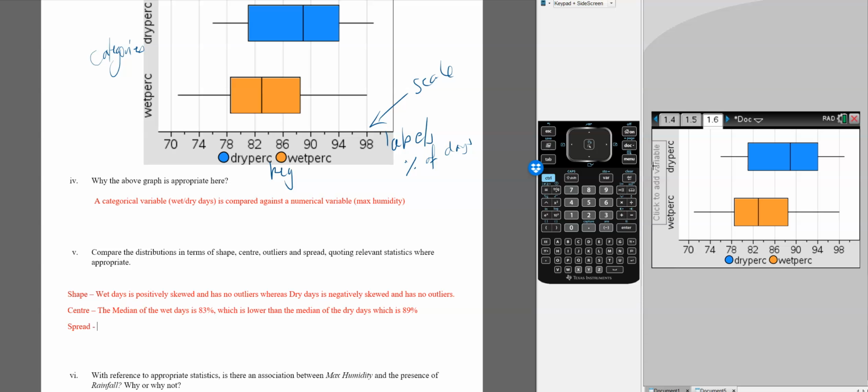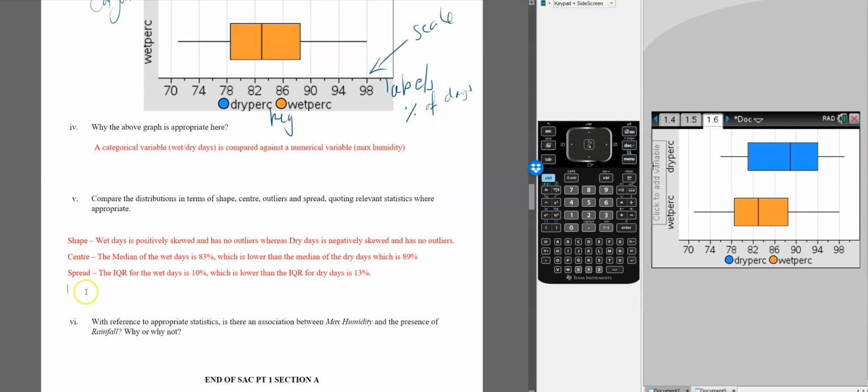Alright, now the spread. Okay, since there's skewing, we should probably use IQR. Range would be accepted in this one because there are no outliers, but I generally stick to the IQR. So the IQR for the wet days is 10%, which is lower than the IQR for dry days, which is 13%. Okay. Now, I need to emphasize again, you can also state outliers as a separate thing. However, this is perfectly acceptable as well.